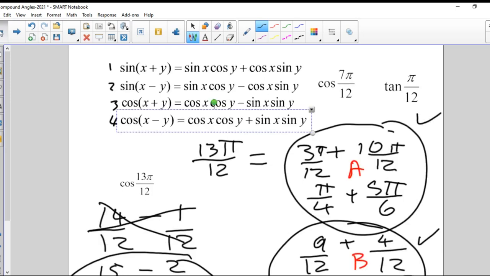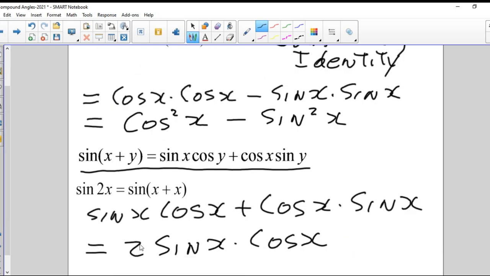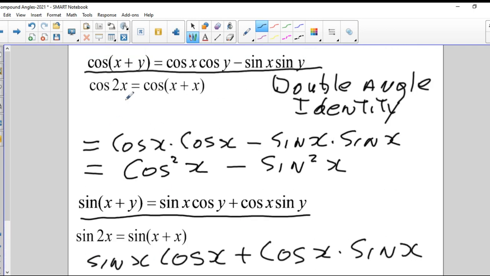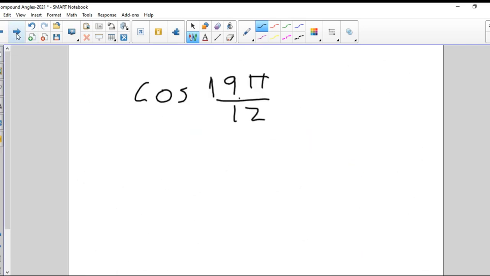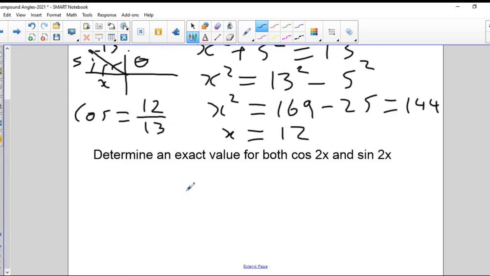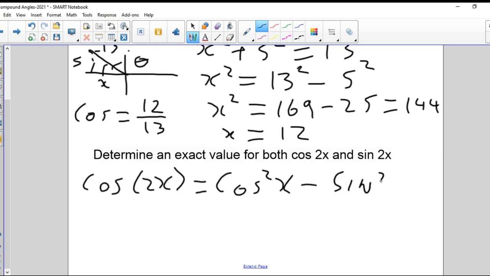I'm going to take you back a couple of slides here. One of the things that we worked out a few minutes ago was the sine of 2x, which we said was 2 sine x cos x. And the cosine of 2x we said was cos squared x minus sine squared x. Let's see if we can use that to answer this question. So the cosine of 2x, I'm just going to write down what the identity says, is equal to cos squared x minus sine squared x. That's what the cos of 2x is, right?